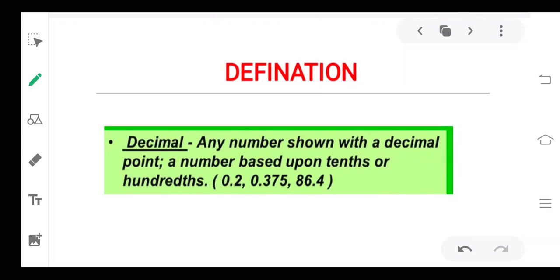Decimal. Any number shown with a decimal point, a number based upon tens or hundreds, is known as a decimal number. Here examples are given, that is 0.2, 0.375, 86.4. Now let's understand about these numbers.